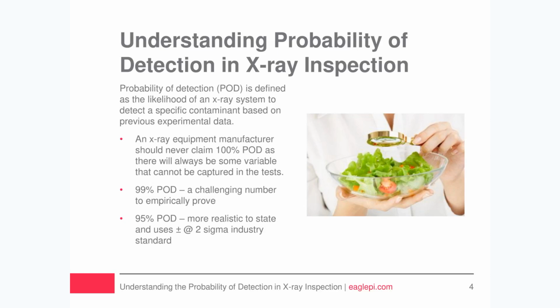A 95% probability of detection takes into consideration the real-world variables, which are calculated by using plus or minus 2 sigma, which is an industry variable margin of a standard.